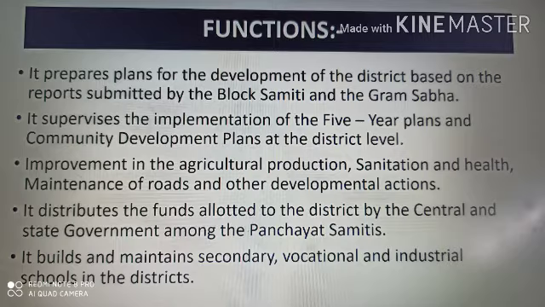It builds and maintains secondary, vocational and industrial schools in the districts. Secondary schools are nothing but classes 6 to 10. Vocational schools are where training will be provided, so that after completing that course, they can go and take up any job. Mostly a training kind of thing will be given to them. Now industrial schools, in the same way, are also related to vocational schools. So all these schools are being built and maintained by the Zilla Parishad.